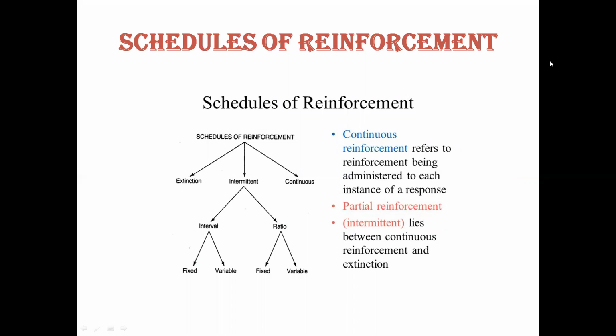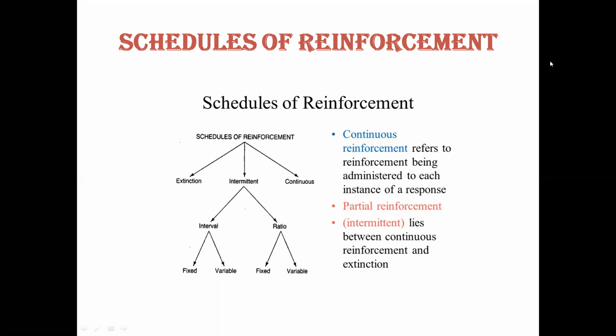The first type of schedule is continuous reinforcement. That means you reward a person every time he executes a desired response. Then in contrast to that, we have partial or intermittent reinforcement, where you sometimes reinforce his behavior. Even when he produces a desired response, you may not reinforce him.